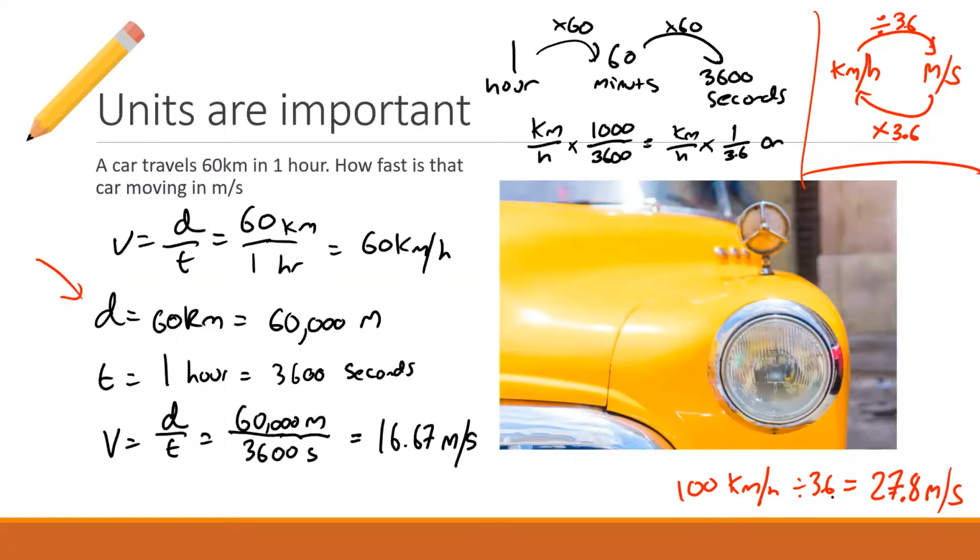I don't like this method, but you guys might find it useful. You might want to write it down, use it in tests. But yeah, I would prefer instead just to convert 100 kilometers to 100,000 meters and 1 hour to 3,600 seconds. Bang, bang, we're done. We got 27.8 meters per second. But it's up to you. I just wanted to show you that in case you cared about it.